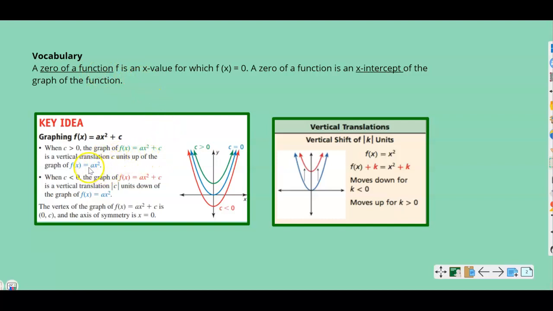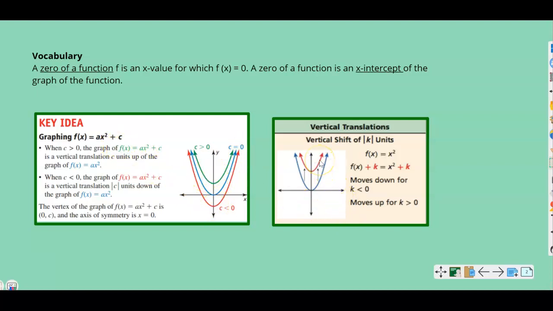All right, key idea, graphing f of x equals ax squared plus c. You can see here the line in blue is your quadratic function, your parent function for this purpose. And if c is greater than 0, you can see that whole graph gets shifted up. If c is less than 0, you can see the whole graph got shifted down. So it's the same shape, same kind of function. It just gets moved up or down depending on what c is.